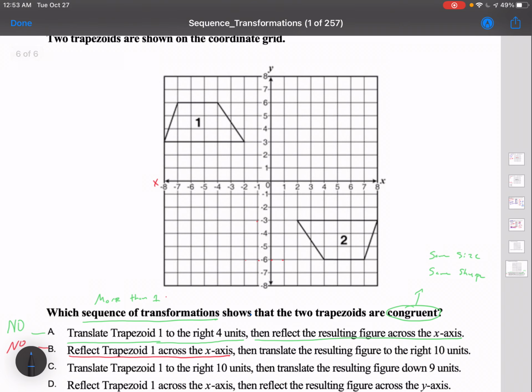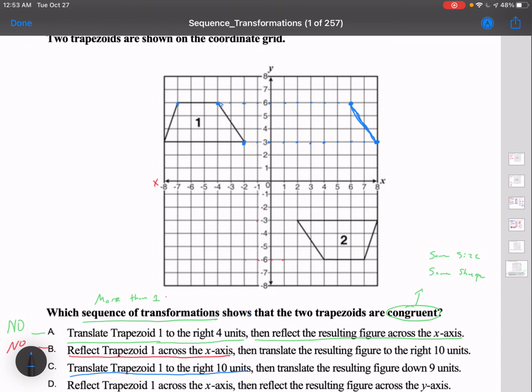It says translate trapezoid 1 to the right 10 units. Okay, so we're going to translate it to the right 10 units. I'm going to take this point here and go over 10. 1, 2, 3, 4, 5, 6, 7, 8, 9, 10. So my first point would be here. I'm going to do this upper point here. I go 1 through 10. Okay, there's my next point. Go ahead and connect my dots.